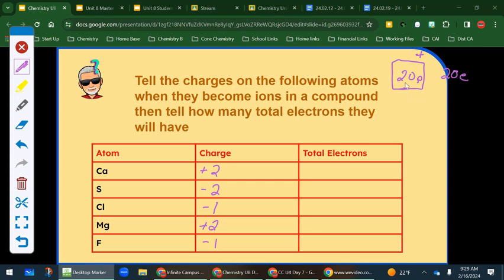So to be positively charged, you have to have more what? Protons. So how many electrons does calcium have to lose to become a +2 charge? 2. So how many would it then have if it started out with 20 and lost 2? It would have 18. Now, sulfur is a nonmetal. Nonmetals do what with electrons?